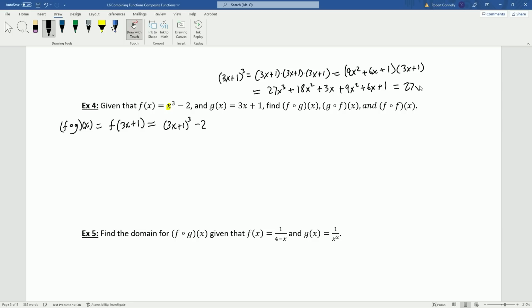Okay, so that gives me 27x cubed. And then I've got 18 and 9x squared, so that's plus 27x squared. And then 3x and 6x, that's plus 9x, plus 1. So 3x plus 1 cubed is 27x cubed plus 27x squared plus 9x plus 1 minus 2. Don't forget about the minus 2 here. And so simplifying that a little bit gives us 27x cubed plus 27x squared plus 9x minus 1.